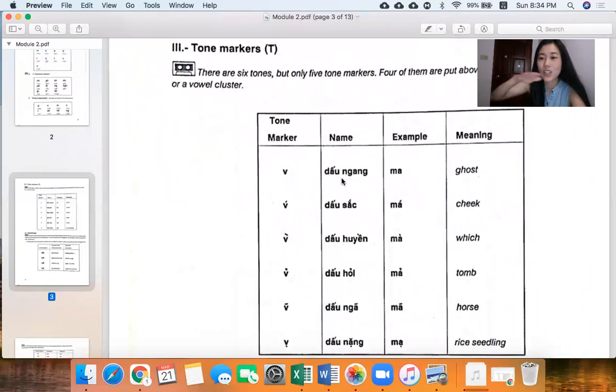Dấu ngang, dấu ngang. Ma, ma. Dấu sắc. Má, má. Dấu huyền. Mà, mà. Dấu hỏi. Mã, mã. Dấu ngã, mã, mã. Dấu nặng, mã, mã.